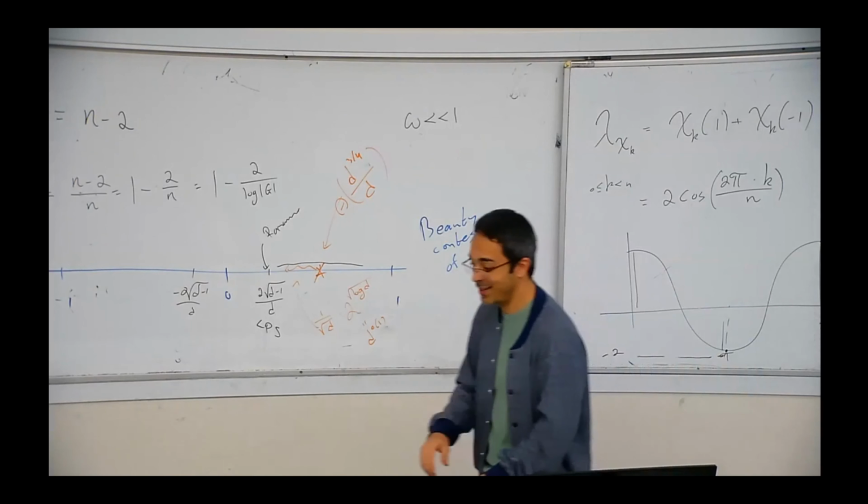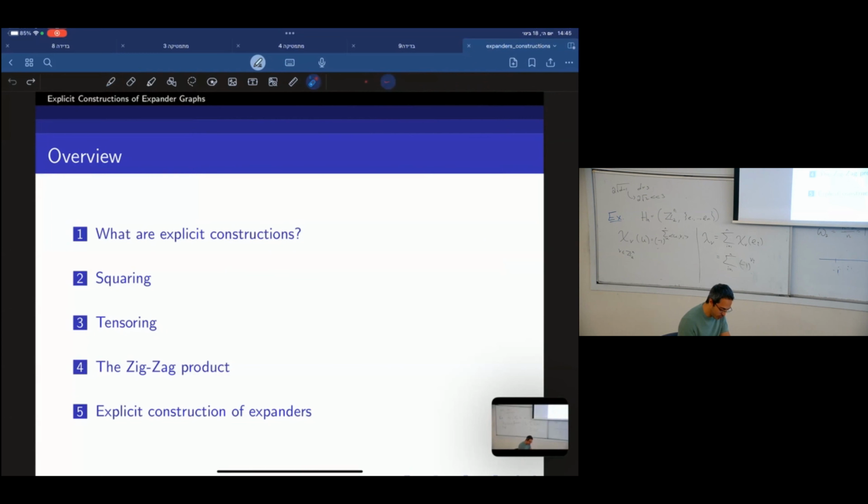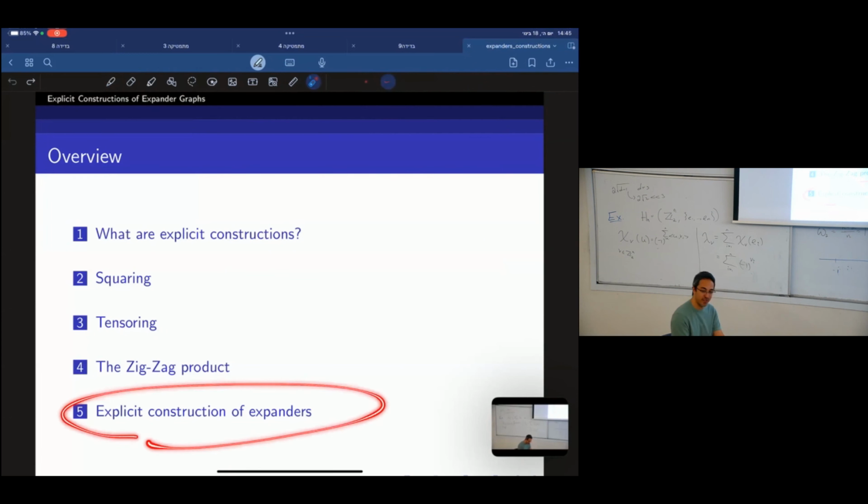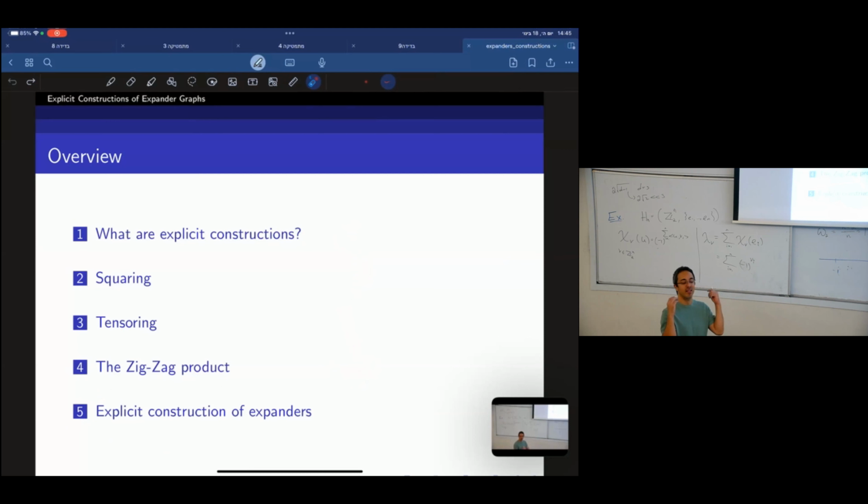Okay, let's switch to the other topic. So today, what I want to get to is the explicit construction of expanders, which we get as the d to the 3 quarters we talked about, but we have to go through a little bit of work.